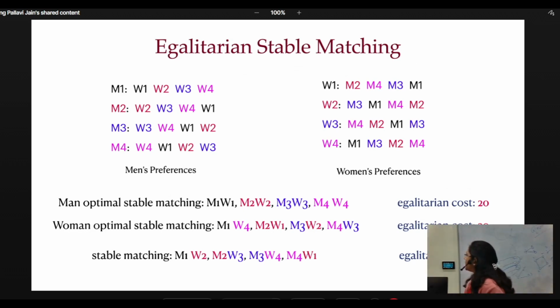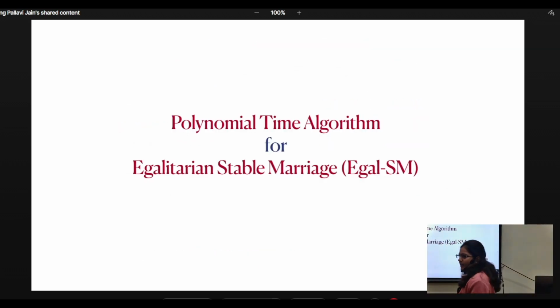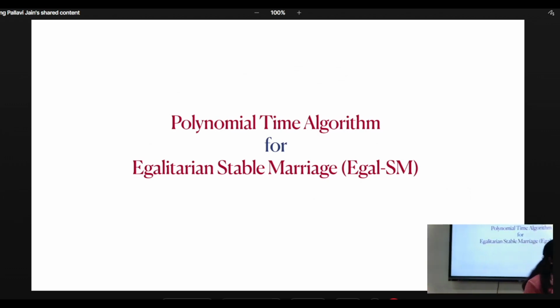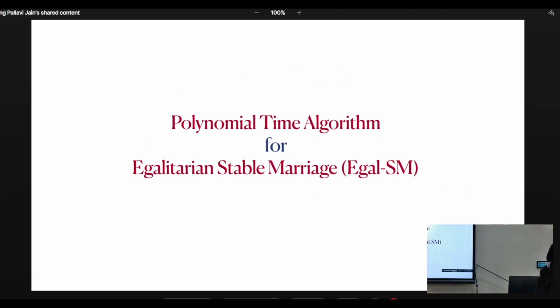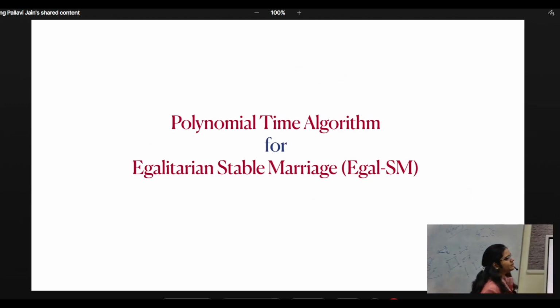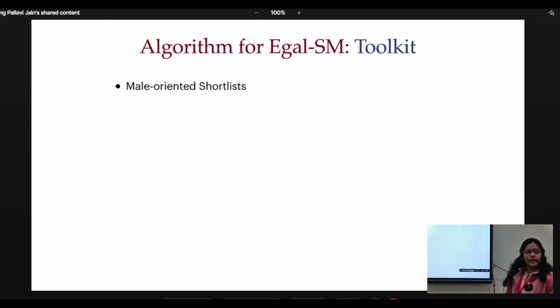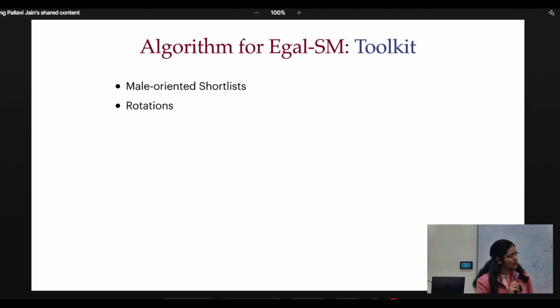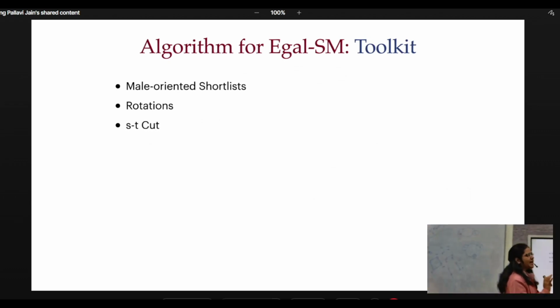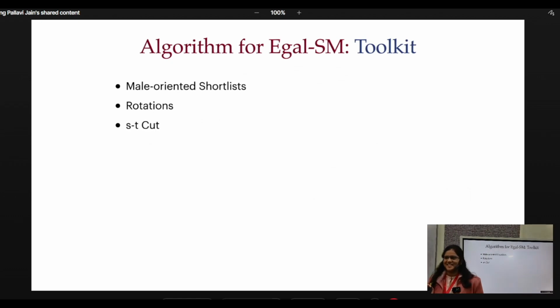So the good news is that for the egalitarian stable marriage problem, that is when we are talking about a bipartite graph, the problem admits a polynomial time algorithm. And this is what we are going to see in this lecture. So the toolkit that we will use: male oriented shortlist, which you already know; rotations, which concept-wise you understand; and ST cut. How many of you know the ST cut problem? I am not asking for the algorithm, just the definition.